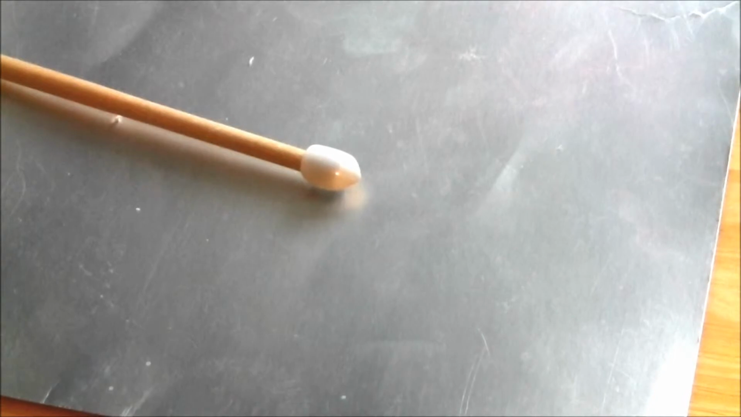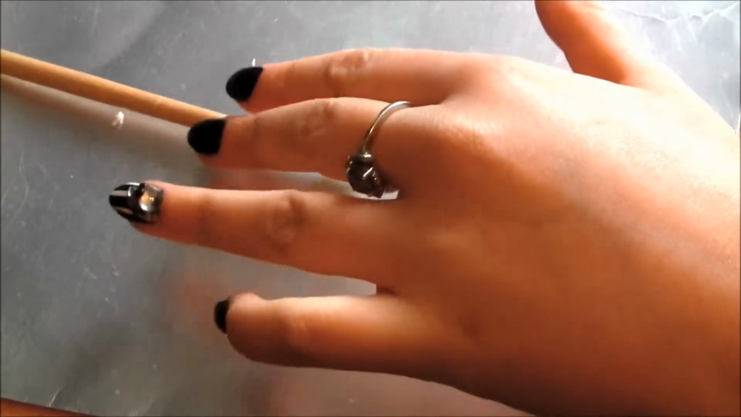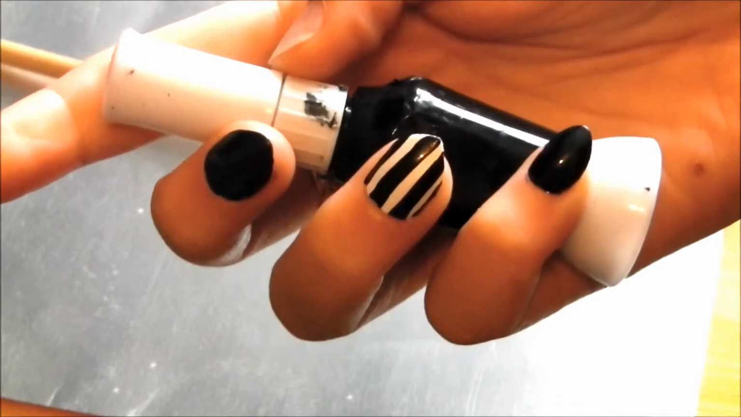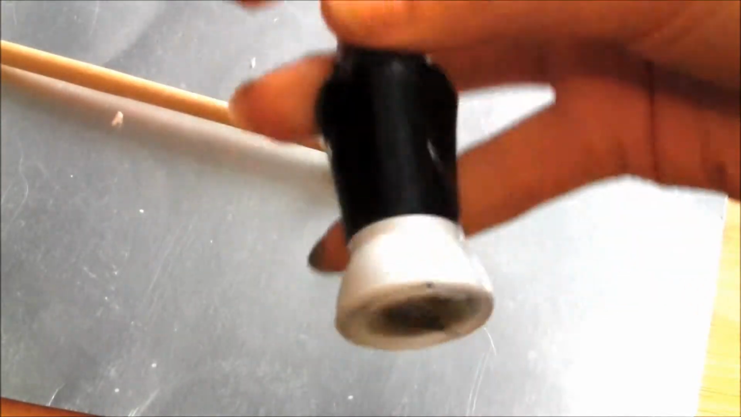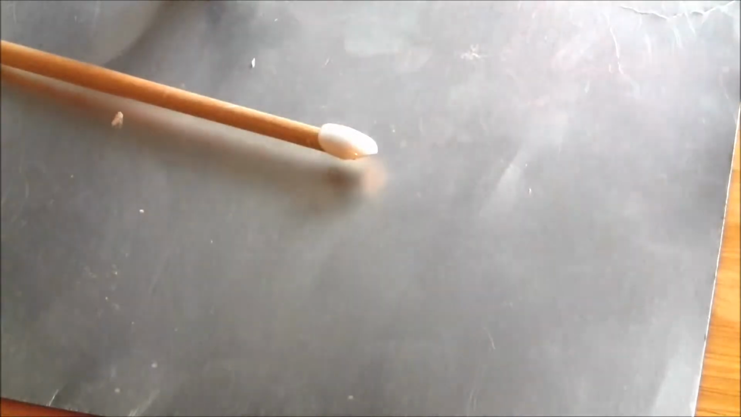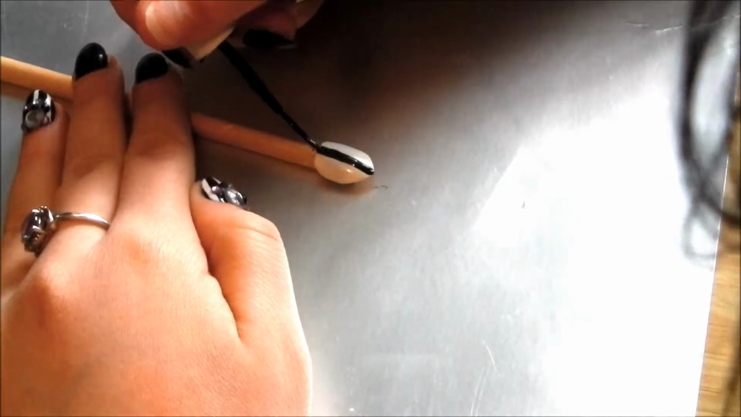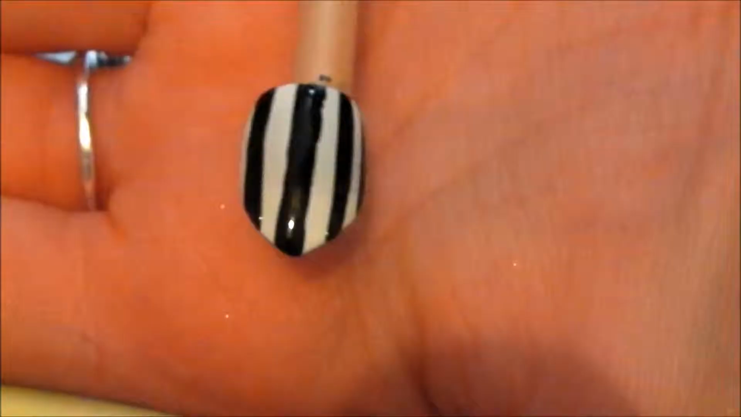So now that the white is dry, I'm going to be making the black stripes, and I'm going to be using a striper for this. This is from a set off eBay I got. But the nail varnish in here is really dried up, so I'm going to be wiping off the disgusting nail varnish and dipping it in my licorice. And then I'm going to be making the stripes. So I've painted the stripes, and I'm going to let them dry for about 5 minutes on the windowsill.